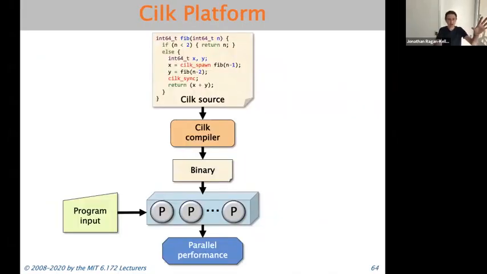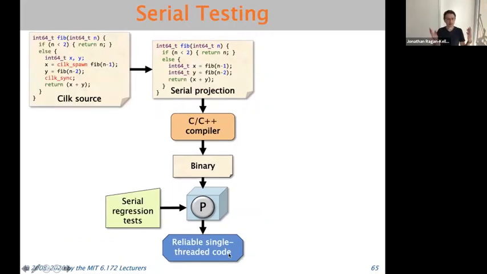At a really high level, you can think of the compiler pipeline looking something like this. We have the source of a Silk program. We feed it through a Silk compiler, which is basically an extended C compiler, and we get a binary that we can run on our multi-core machine, and we get good parallel performance. Leaving out lots of details.